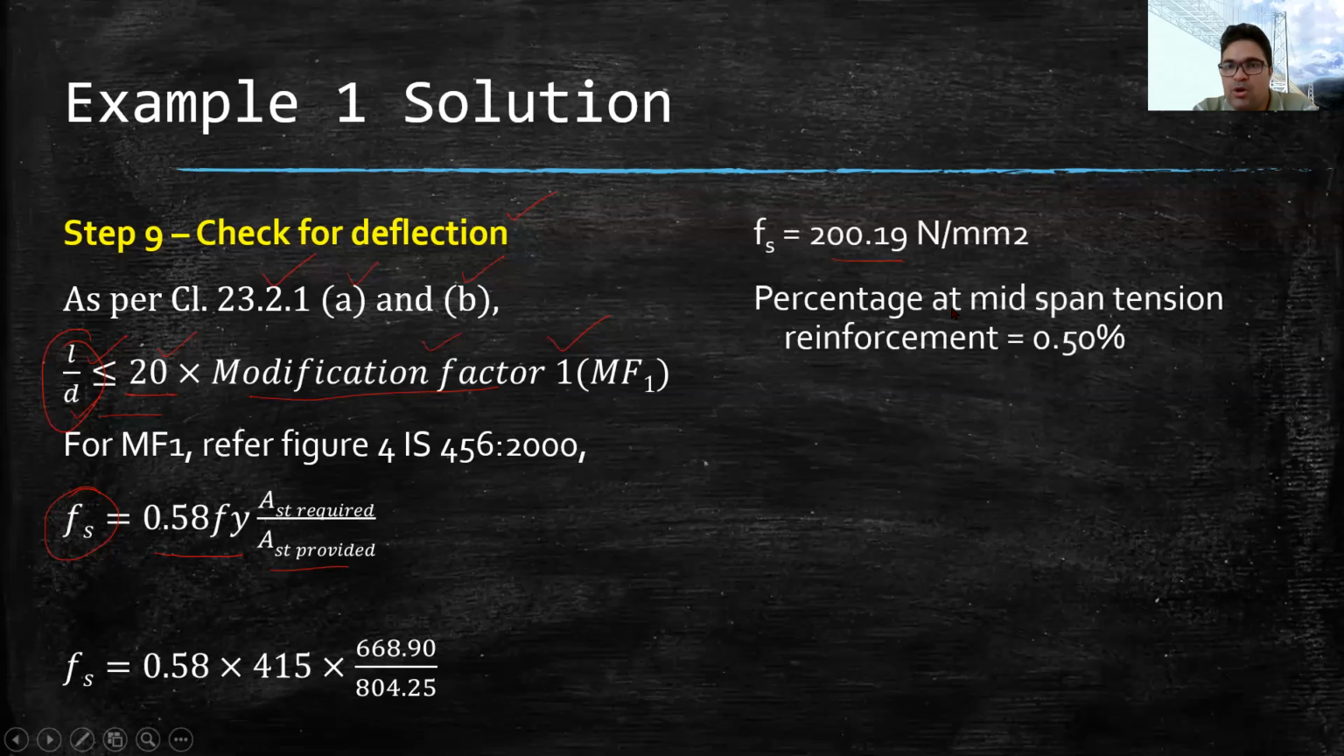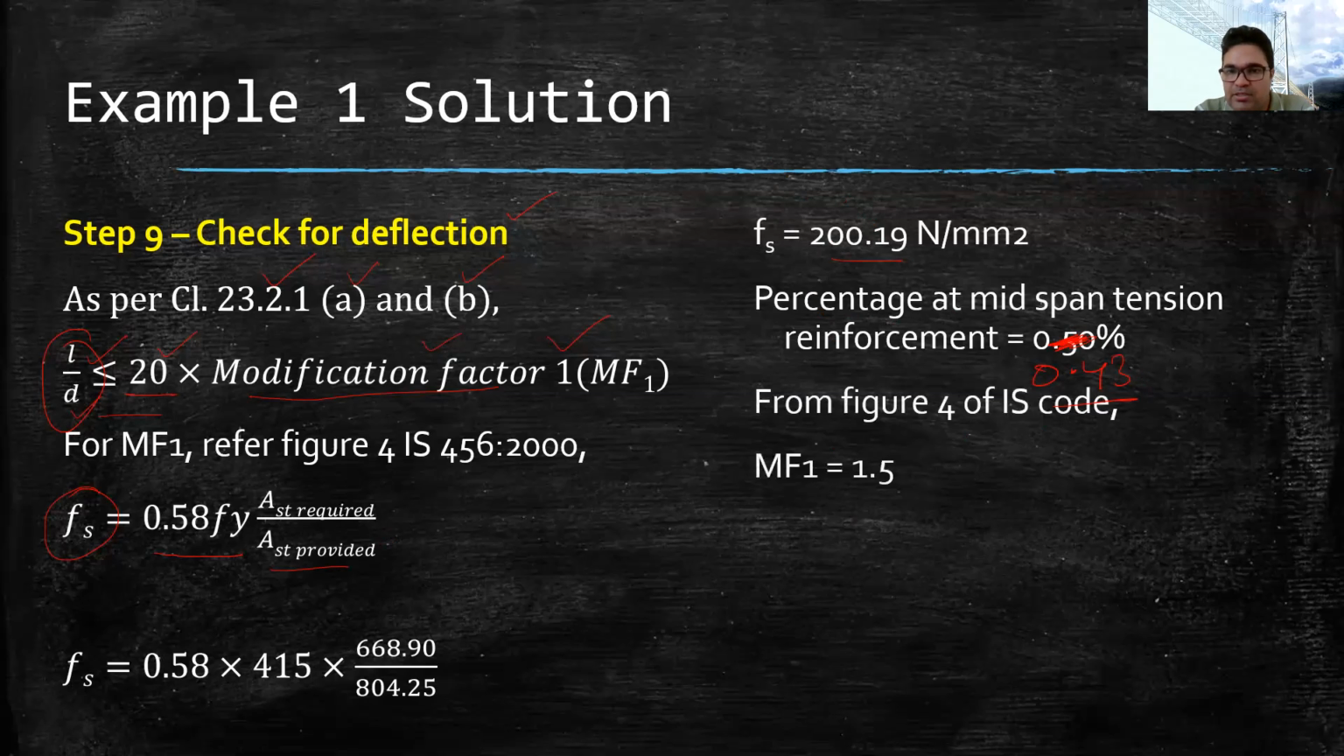So now here Fs value we have already calculated, and percentage at midspan, again please correct, this is actually 0.43. We have calculated 0.43% here. So for 0.43, we have now calculated the MF from figure 4. So MF1 value comes out as 1.5. So now we will put this value in this equation, and now we have all the values.